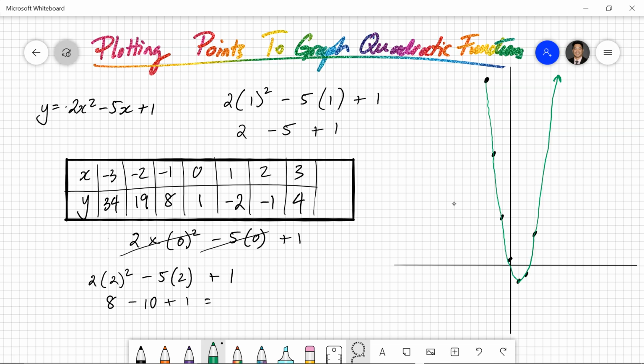So again, at this point here, just make sure that you plot your coordinates, and exercise being able to make sure that you are substituting the values into the quadratic function correctly, and then just applying that onto the Cartesian plane. Then you connect the dots, and then you have your graph.